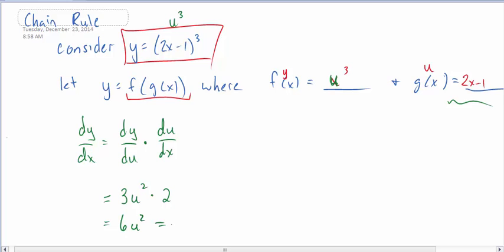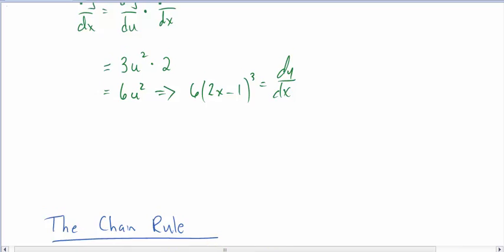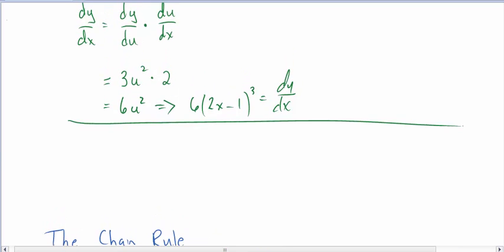But remember, u squared was really, what was u? Well, u was 2x minus 1. And there is our derivative with respect to x. I would do this slightly differently. That's the more formal way of thinking through it.